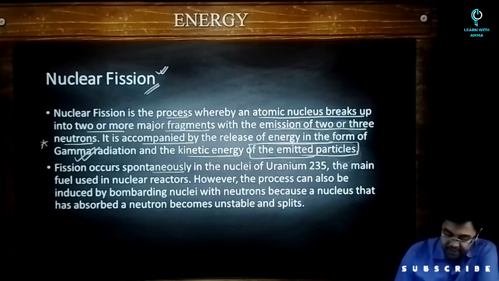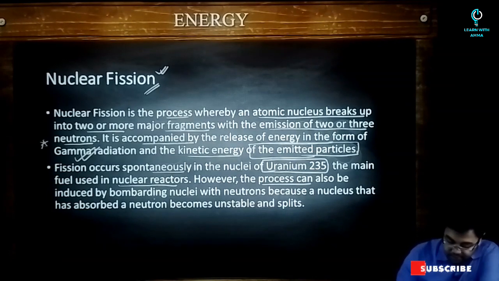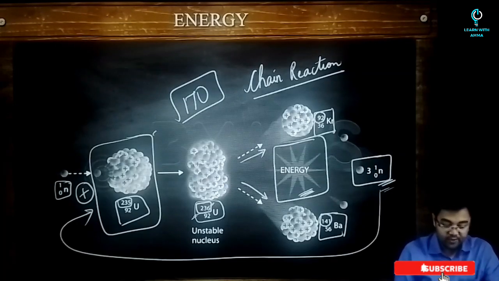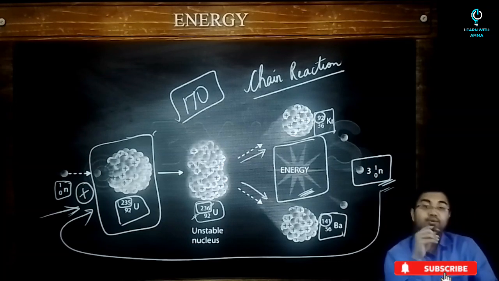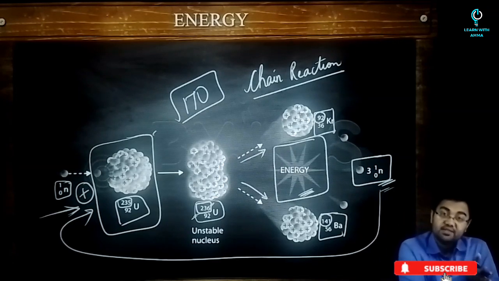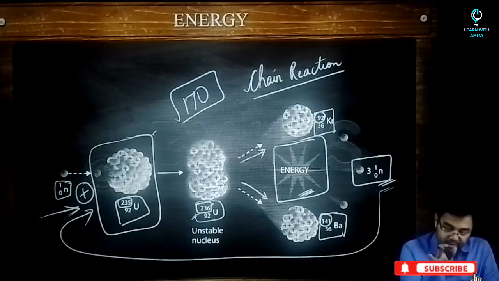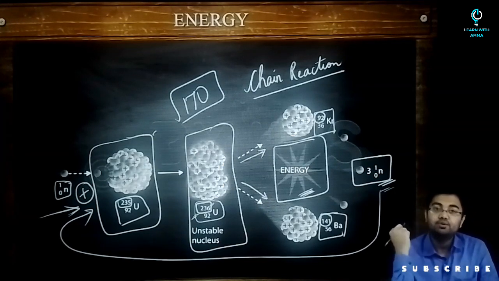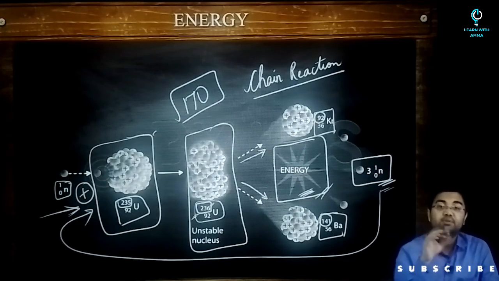Fission occurs spontaneously in the nucleus of uranium-235, the main fuel that is used for nuclear reactors. However, the process can also be induced by bombarding the nuclei with neutrons, because a nucleus that has absorbed a neutron becomes unstable and splits. So the main reason why we would bombard this uranium-235 with an additional neutron is that it is then more susceptible to breaking into two constituents and releasing a huge amount of energy.